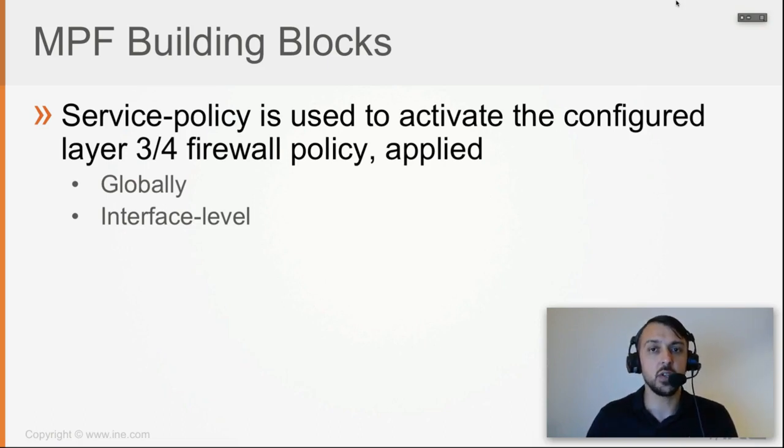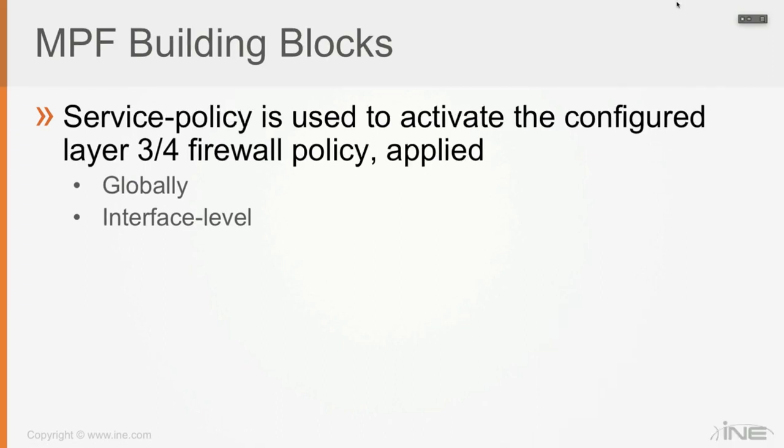So for that reason, as it was in the case of IOS, you cannot apply a layer 7 policy map at the firewall level just somehow. You can only apply a layer 3 or 4 policy map to enforce the firewall policy. And it can be applied globally or at the interface level. So the policy map of type layer 3, 4 can be applied globally or at the interface level.